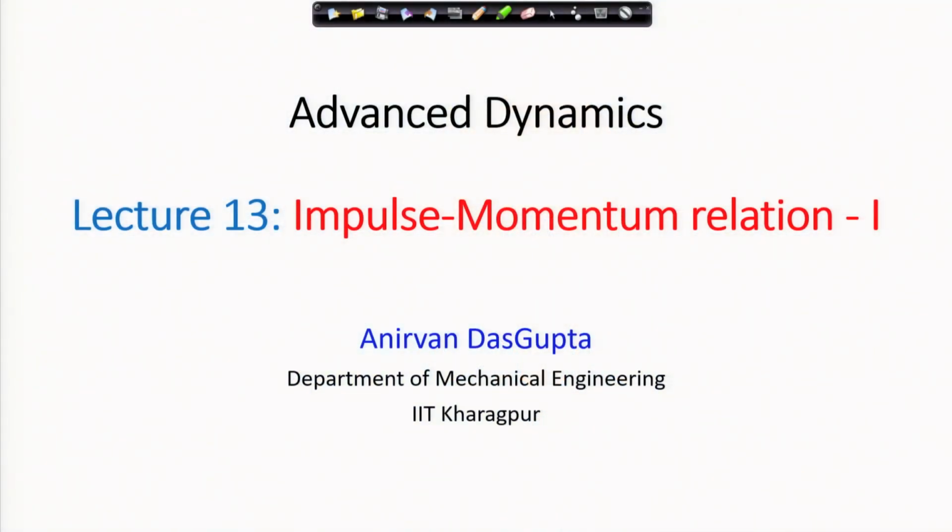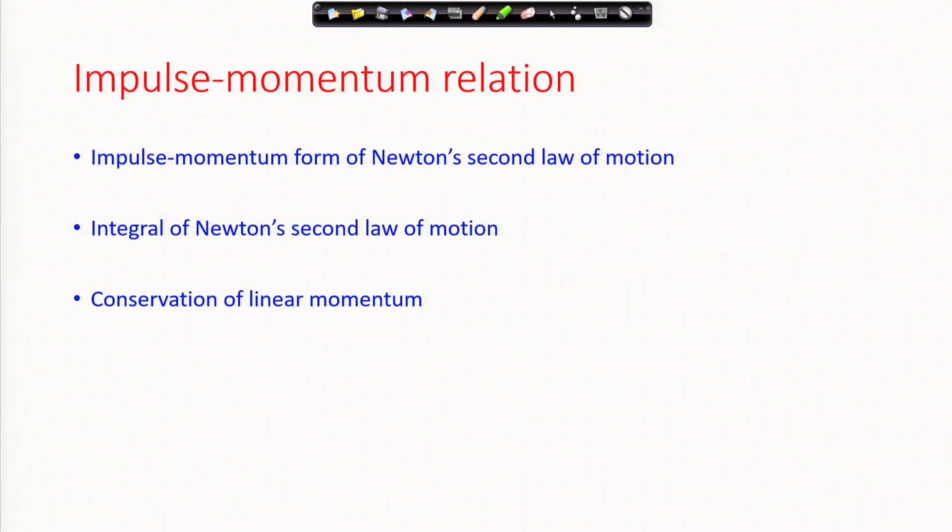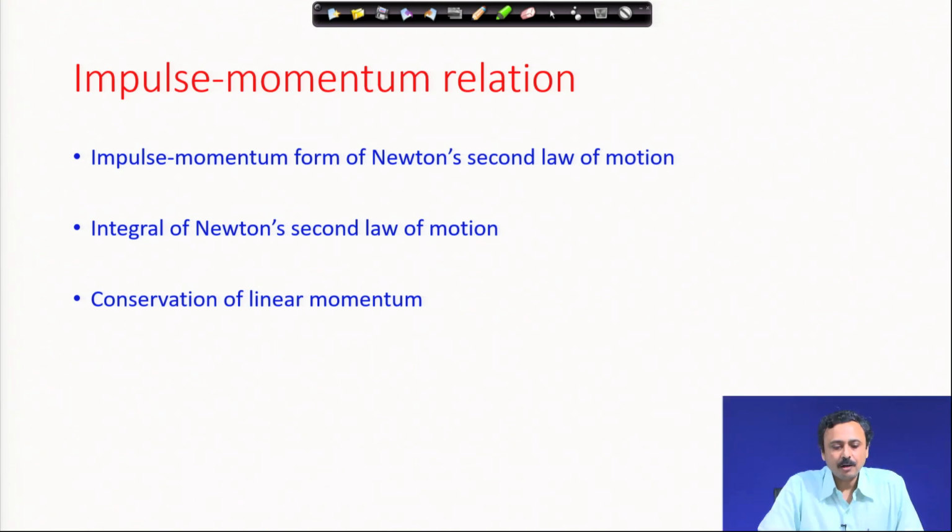In this lecture we are going to discuss the impulse momentum form of Newton's second law. This is also known as the impulse momentum relation. This relation is an integral of Newton's second law, just like the work energy relation, or work energy form of Newton's second law.